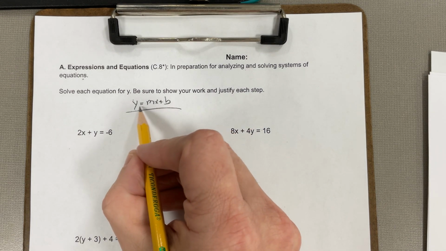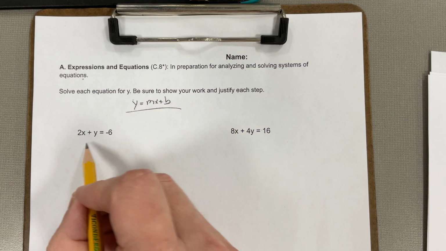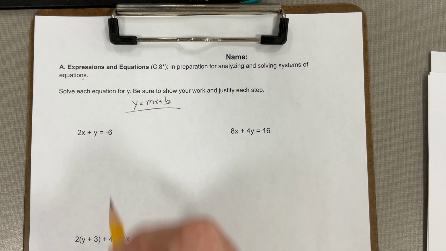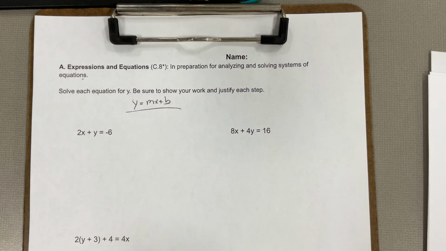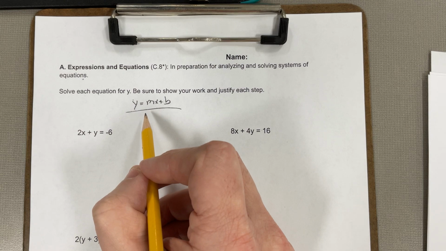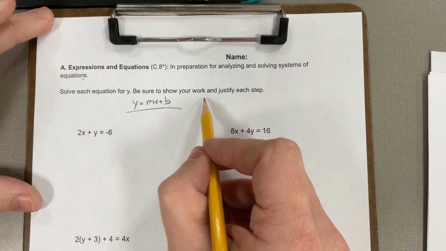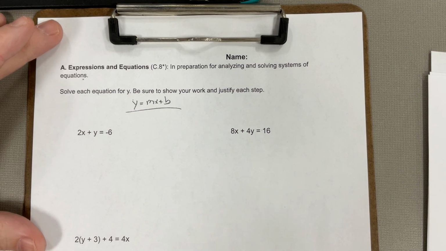So we've been working with slope-intercept form for most of the year so far, and none of these are in slope-intercept form. So it's going to ask you to solve each equation for y. What I'm really asking you to do is take all these and put them in slope-intercept form. Make sure you show your work and justify your steps. So make sure you have everything there, show your thinking so that I can follow your train of thought.